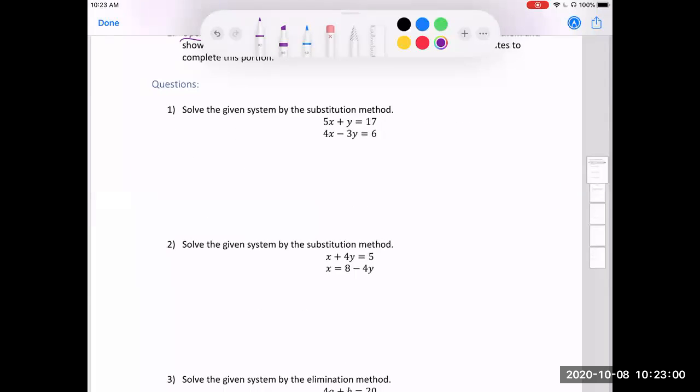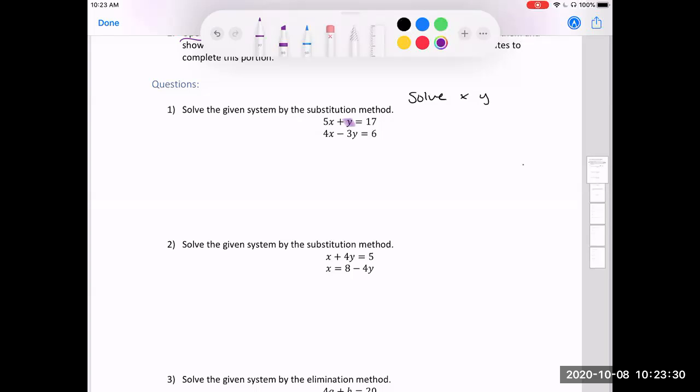Okay, so let's go over these problems. First, we have solve the given system by the substitution method. All right, so substitution method means I want to solve for a variable. You can solve for x or for y first. It doesn't matter which one. What is nice to do is look for one that is by itself. It makes it easier. I see y, it's by itself. So let's go ahead and take that equation and solve for y.